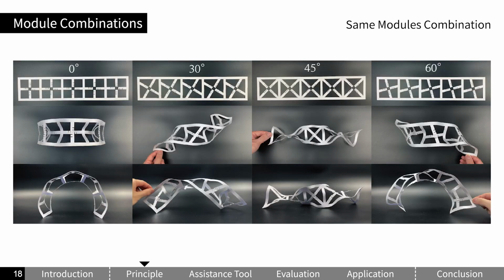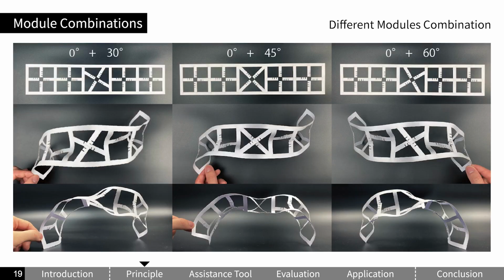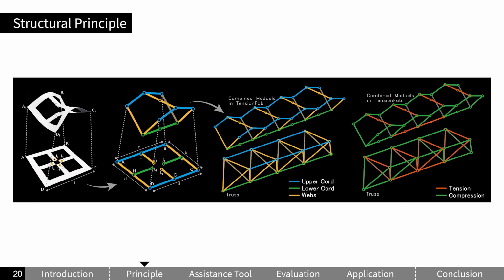For ease of observing shape changes, module combinations here are categorized into 2 types. Combination of identical modules involves aligning and arranging modules of the same size and same rotation degrees in a row. And combination of different modules replaces pieces of itself with different modules after initially aligning 0-degree modules in a row.